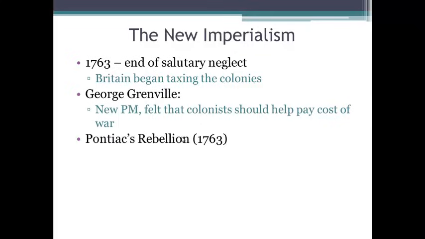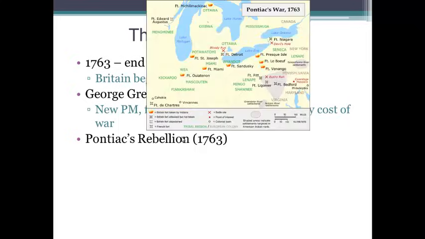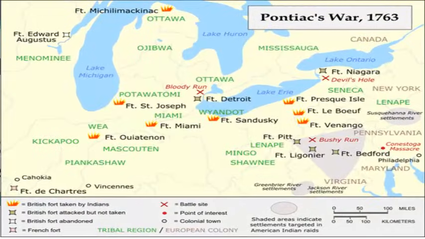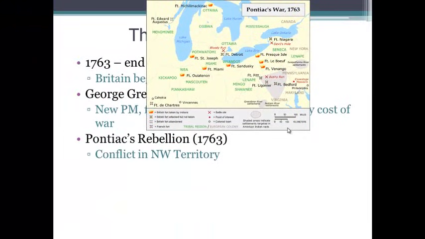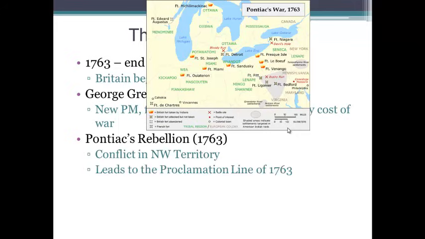Well, the same year the French and Indian War ends, we have a rebellion or a conflict with Native Americans led by Pontiac. If you notice here on this map, it's in the Northwest Territory, or present-day Ohio, Indiana, and Michigan. So the British have an idea that they will avoid another one of these by not letting the colonists expand into that area. So this leads directly to something called the Proclamation Line of 1763, which forbade colonial expansion beyond the Appalachians. So this is a very important year, 1763.